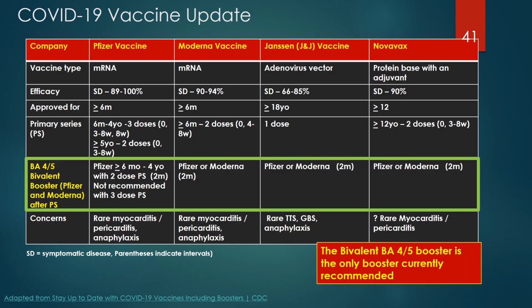The bivalent BA.4/5 booster is the only COVID booster vaccine currently recommended. A booster dose of the bivalent vaccine is recommended for all individuals who are 6 months old and older for both the Moderna and Pfizer vaccines. The only exception is that the bivalent vaccine is not recommended for children 6 months to 4 years old who have already received the 3-dose primary series of Pfizer vaccine, since they are thought to have adequate immunity from the 3-dose series.